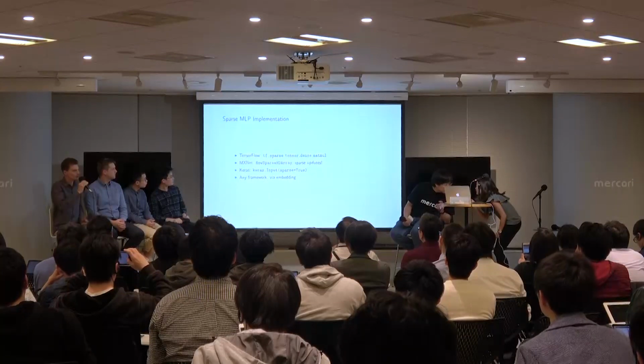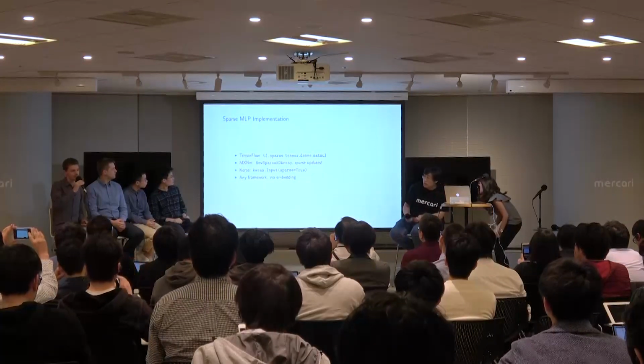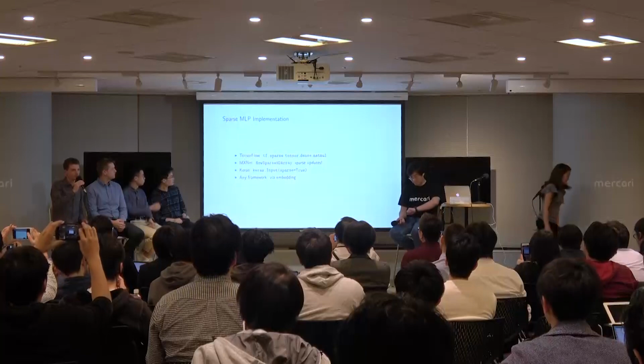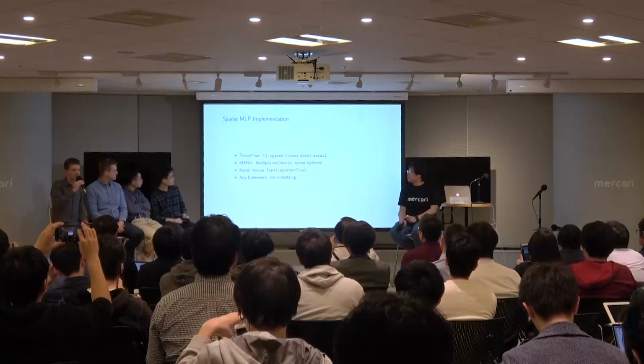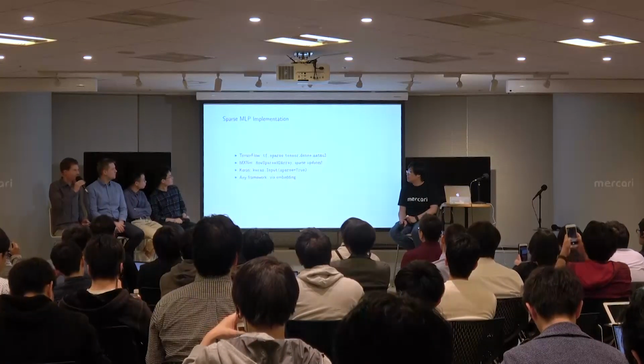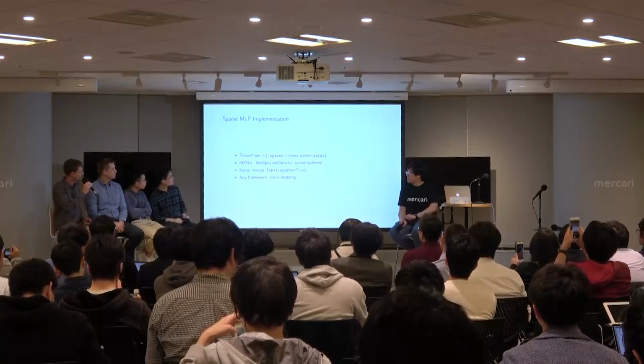So I think I'll skip about the implementation. We used TensorFlow, and then we switched to MXNet because it supported sparse updates. So it was faster. It was also important.